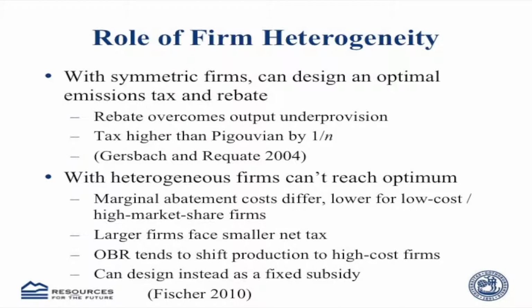You have under provision of output, and you have your emissions externality. But if everyone is the same, everyone is symmetric, then you can actually design an optimal emissions tax system in this way, and the rebate now becomes helpful. So you can use the rebate, the subsidy, to counteract the under provision of output. So you're subsidizing output, trying to get these guys to produce a little more because that's more efficient. And then you could just correct for that by raising your emissions tax, depending on how many firms are in the market.